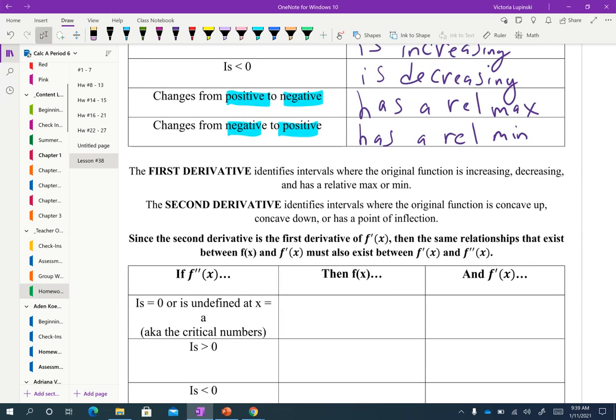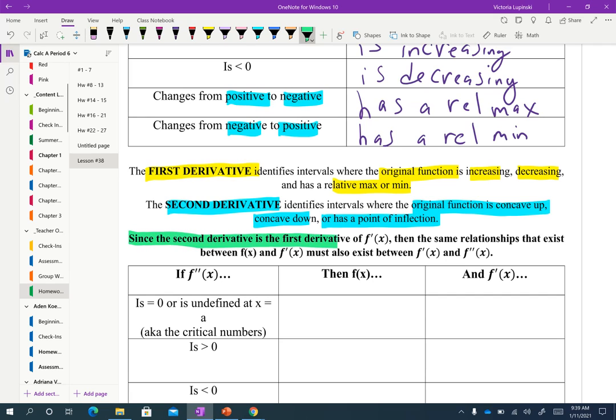So again, a reminder, the first derivative identifies the intervals where the original is increasing, decreasing, and has a relative max or min. The second derivative identifies spots on the original where it's concave up, concave down, or has a point of inflection. Something that we've been talking about, but we want to make sure is absolutely clear. Since the second derivative is the first derivative of f prime, then whatever the relationship is between the original and the first derivative also has to exist between the first and second derivative. So if you stop and think about that for a second, it should make sense.